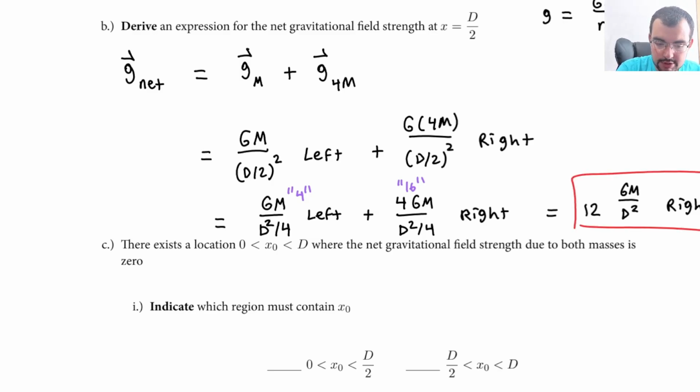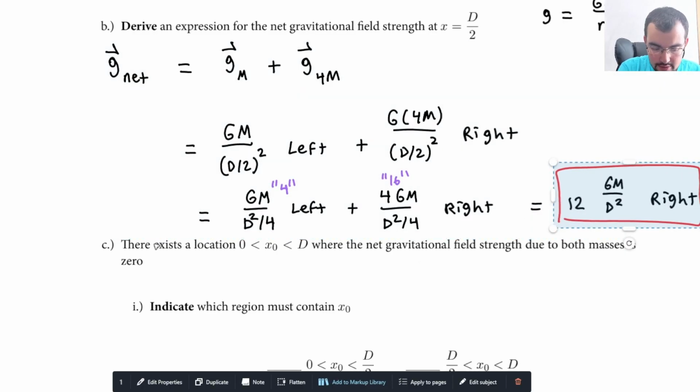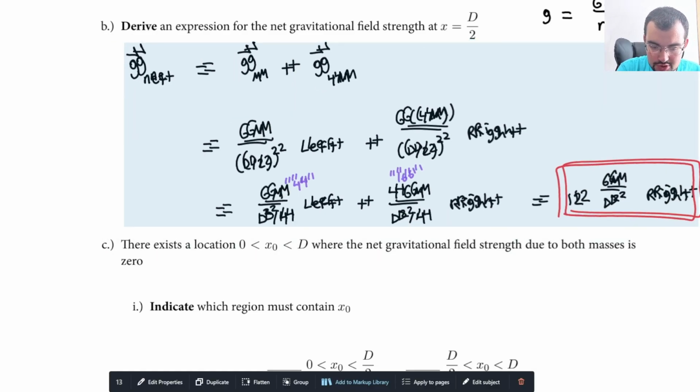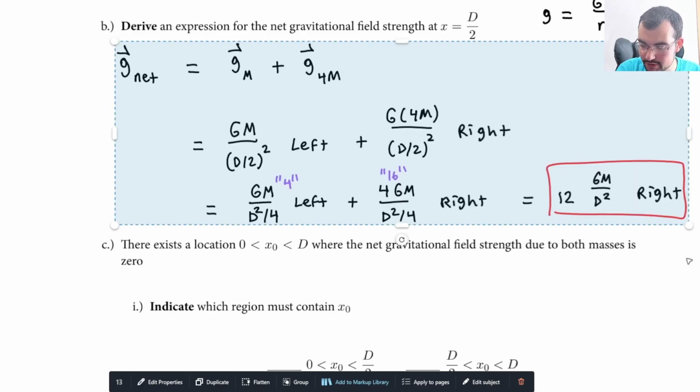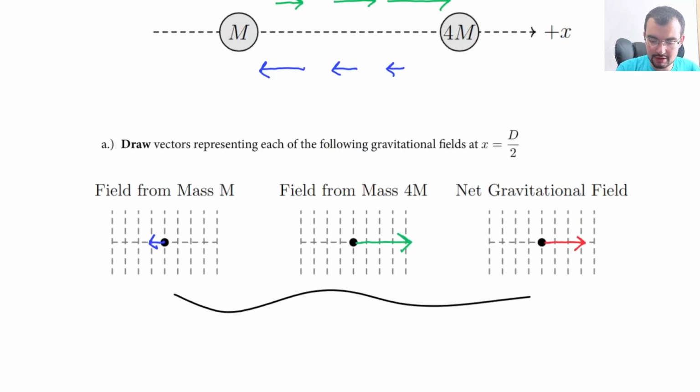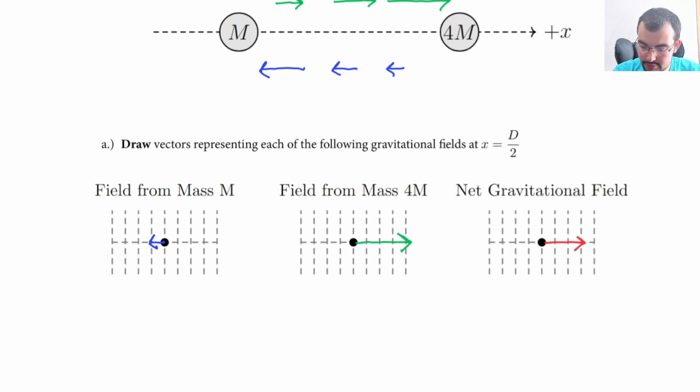So also notice we do get that 4-to-1 ratio, the net field of 3 here, right? Because notice the field from the left mass was essentially 4 GM over d squared. So our net field was 3 times that. And that's consistent with our force arrows, or field arrows, rather.